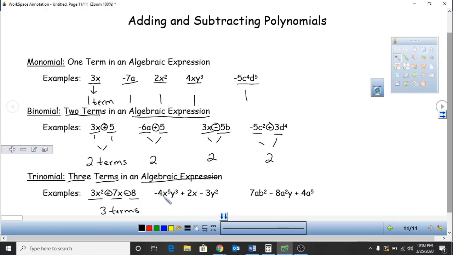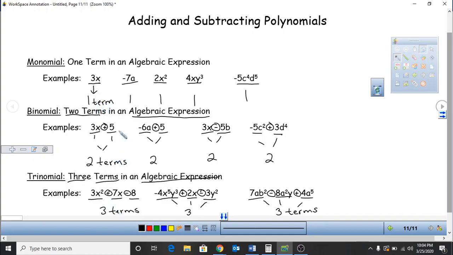All right, similarly here, you might look at this and say, well, isn't this more than one term? Well, no, because this x to the 5 and y cubed aren't being separated by a plus or a minus, so I'm going to consider this one term. Here's a plus sign, I'm going to circle that. Here's a term, and then here's another minus sign. So if I count these carefully, there are three parts, so this is going to be a trinomial. And right here, 7ab squared minus 8a squared y plus 4a squared to the 5, three terms. This is going to be considered a trinomial.